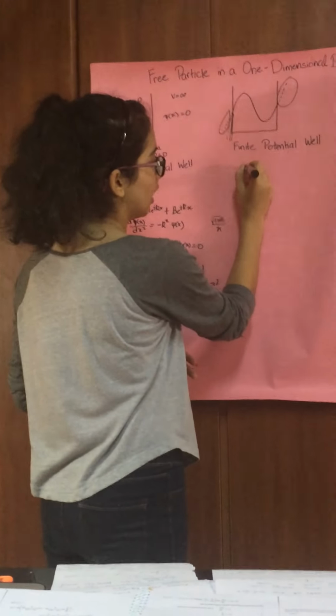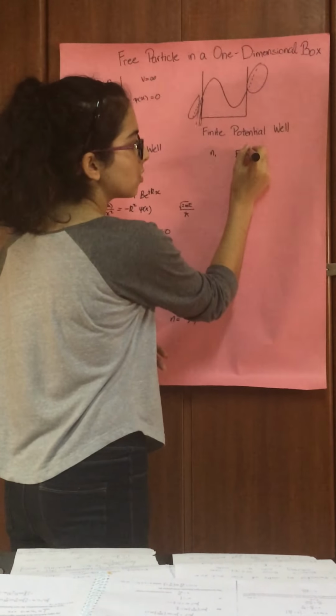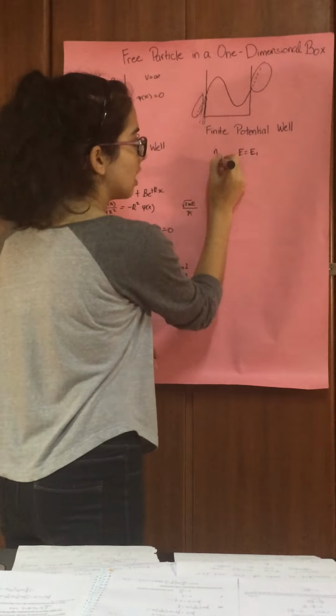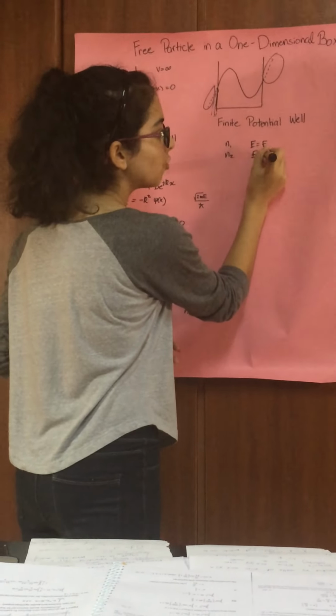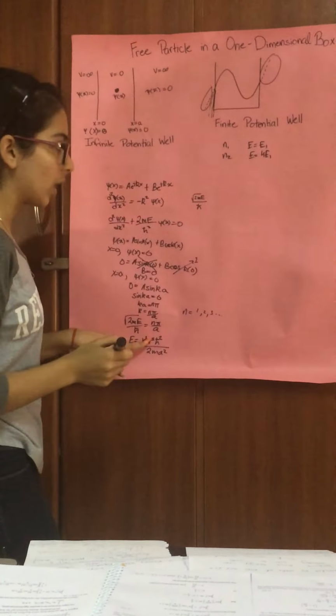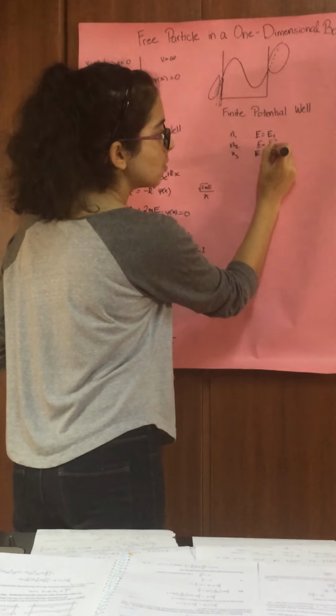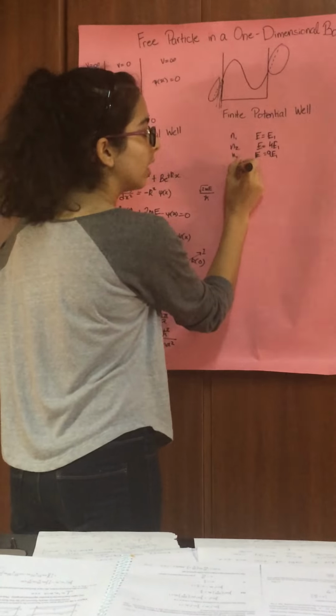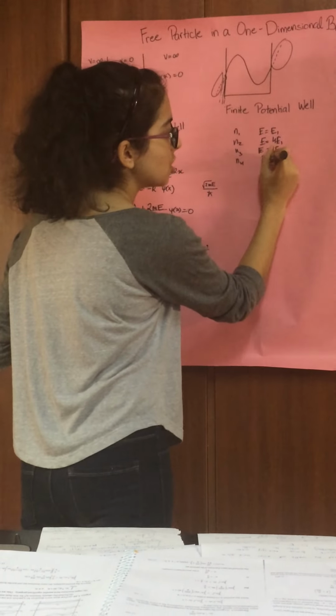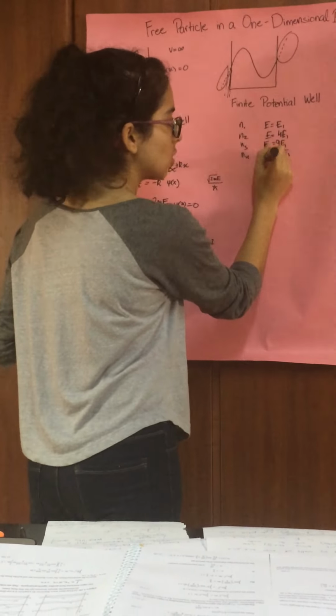For example, if you take n equals 1, then you would have energy equal to E1. If you take n equals 2, you would have energy equal to 4E1 since it's n squared. If you take n equals 3, you would have energy equal to 9E1, and n equals 4, it would be energy equal to 16E1, and so on and so forth.